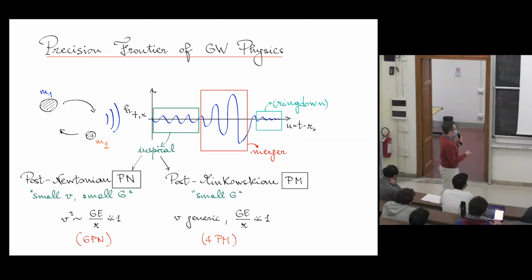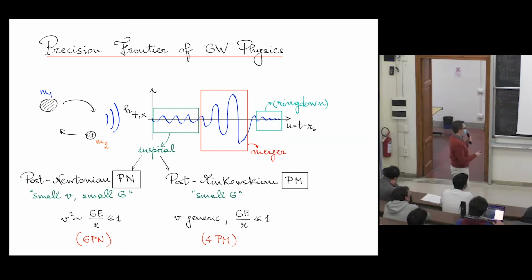And in this regime, where the two bodies are far apart, we hope to use perturbative techniques that are analytical, whereas the very last part is, of course, the domain of numerical relativity. So historically, two schemes have been very successful. The first one is maybe a bit more well-known.